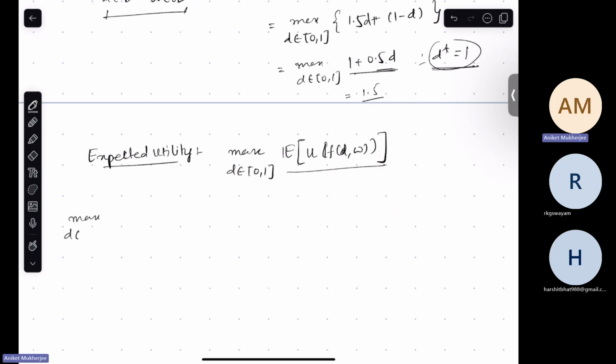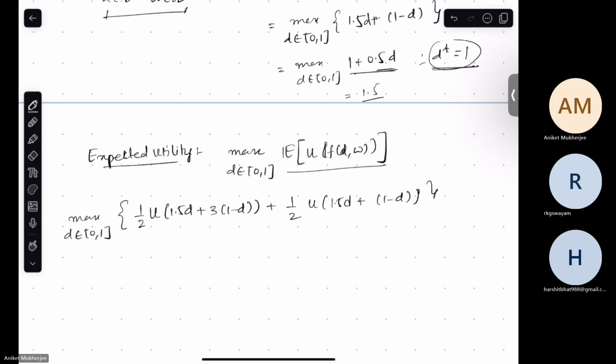So max over D belonging to [0, 1] of half U(1.5D plus 3(1 minus D)) plus half U(1.5D plus 1 minus D). Just a small play of words here. This half and this half, it doesn't matter if I'm maximizing with the half. I can just take the half out common, and maximizing this would be sufficient, right?